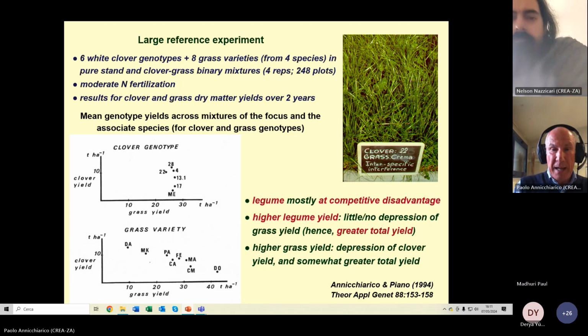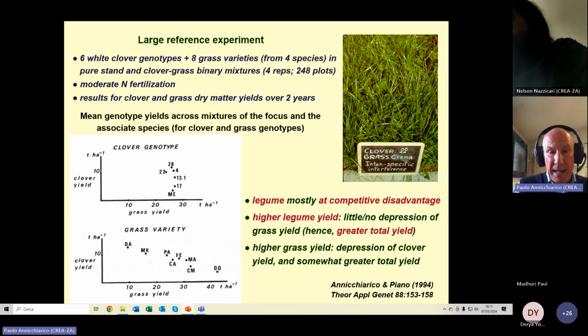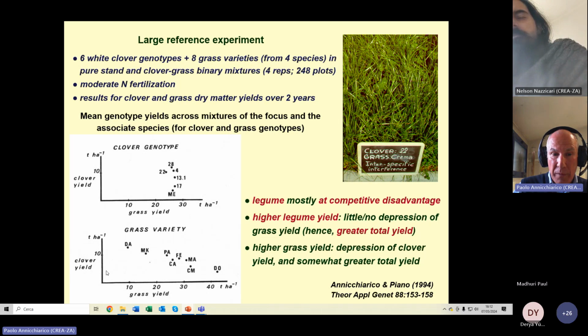Because normally the clover does not really affect so much the competition with grasses. It is not competing for a key resource such as nitrogen, and actually in forages is even providing some nitrogen to the grass, meaning that greater legume yield also means greater total yield of the mixture, which is not the same for grass varieties. You see, the grasses that have a higher grass yield, they also have a lower clover yield. You could draw a line here.